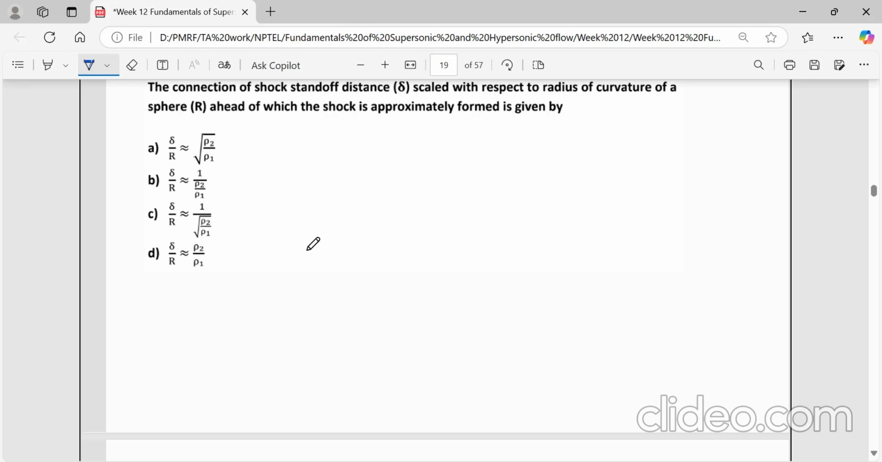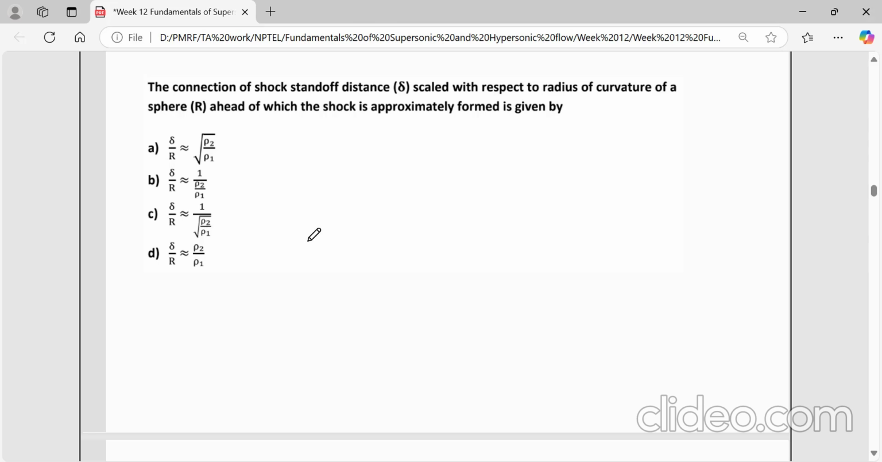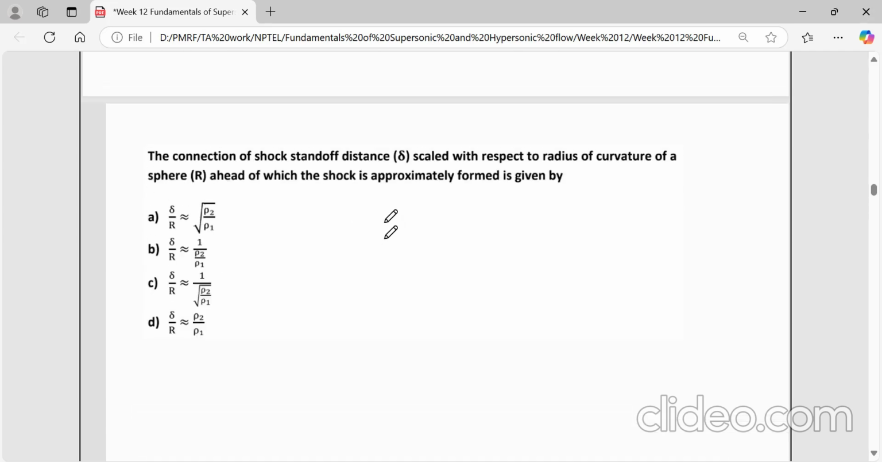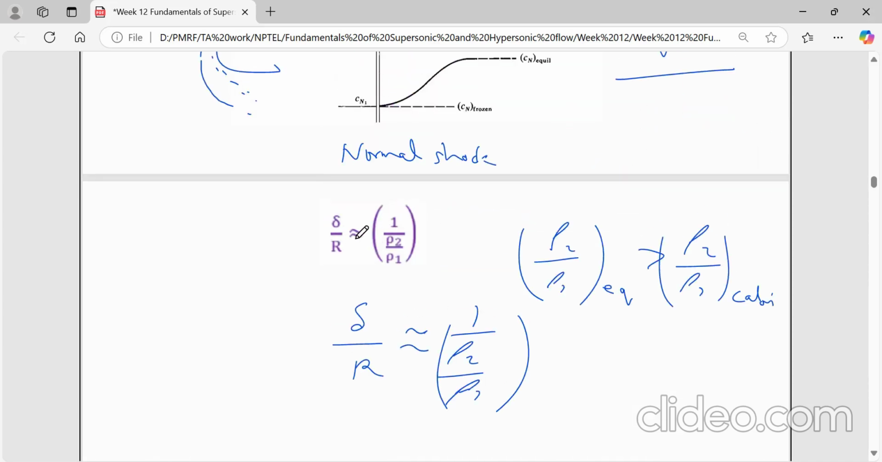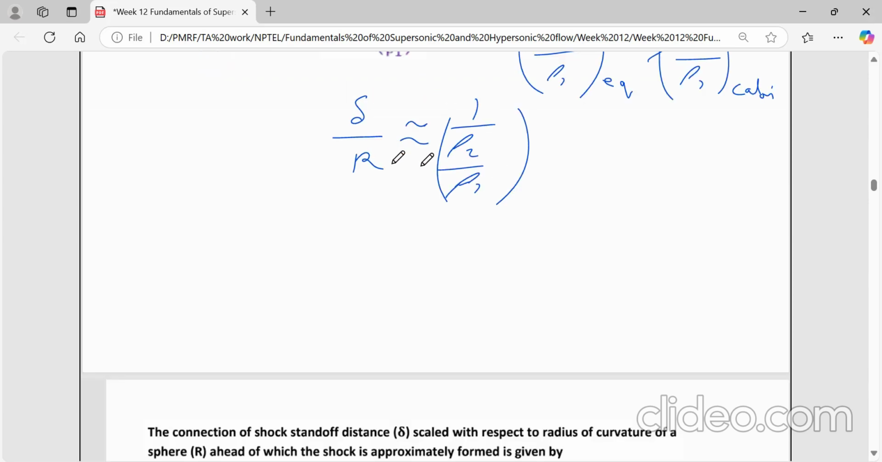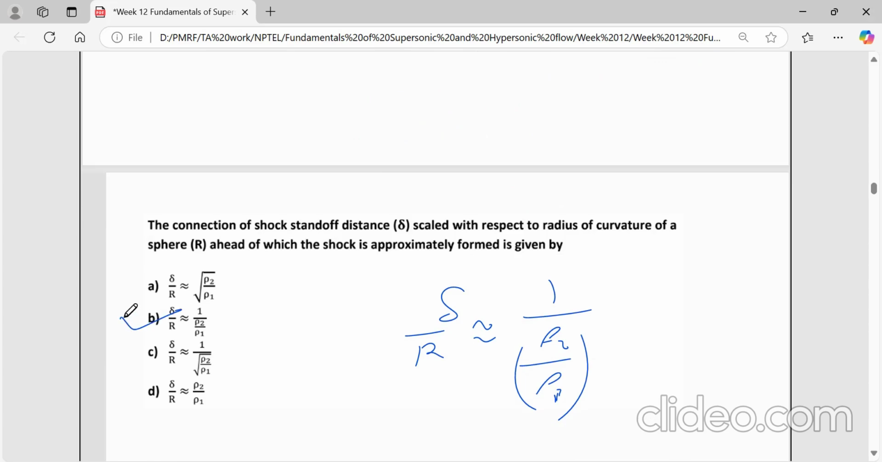So what will be the answer for this problem? In the previous problem itself, we saw that del by r is approximately equal to 1 upon rho 2 by rho 1. So option B is the correct option.